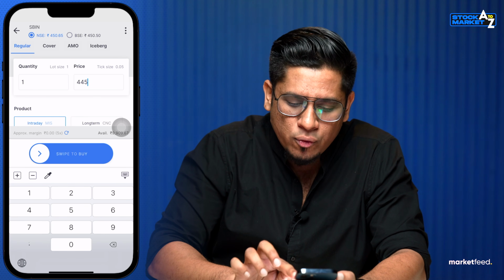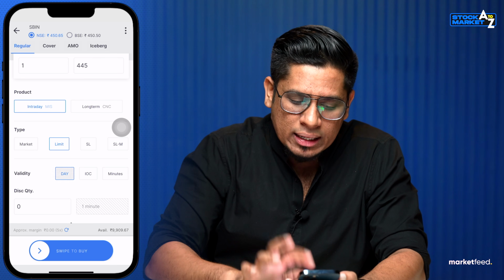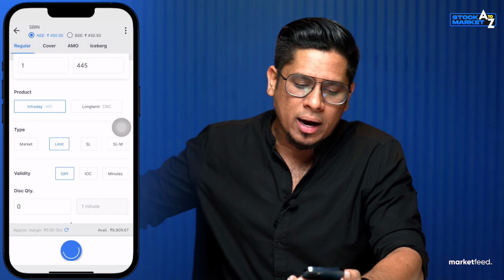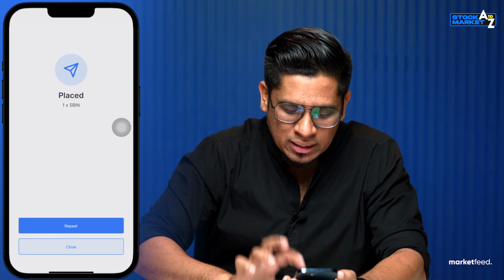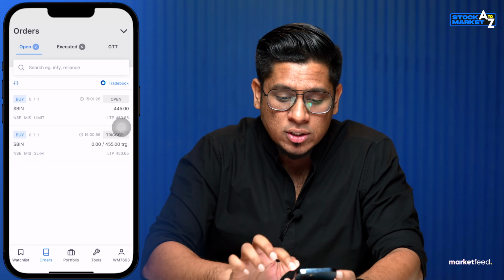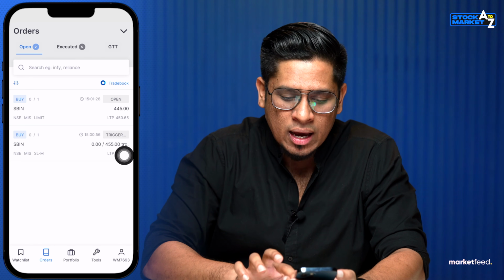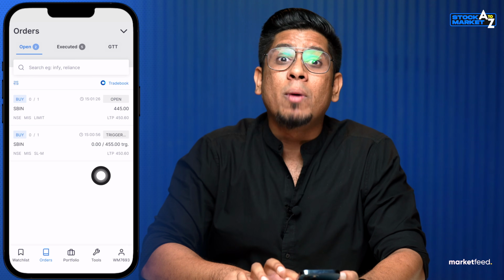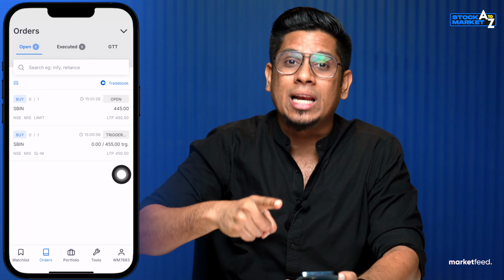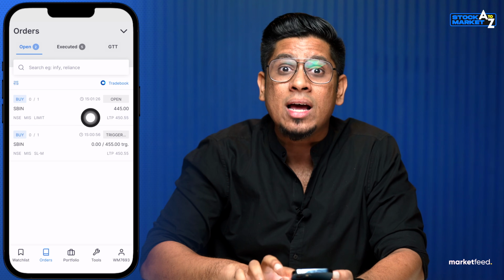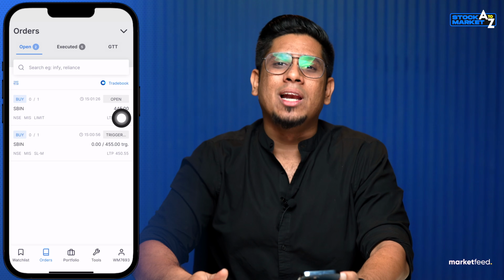Example, let's take 445. Okay, validity is day only. Disclosed quantity is 0 only. Swipe to buy. Ta-da! That is also placed. I can go into orders, open orders. If you see, two orders are here. The 455 trigger is my stop loss for my short selling position. This 445 is a target for my short selling position.